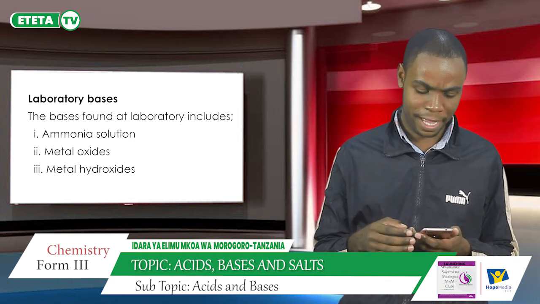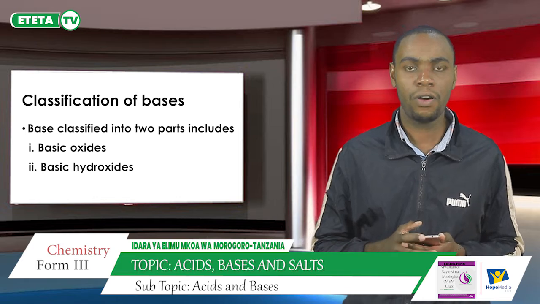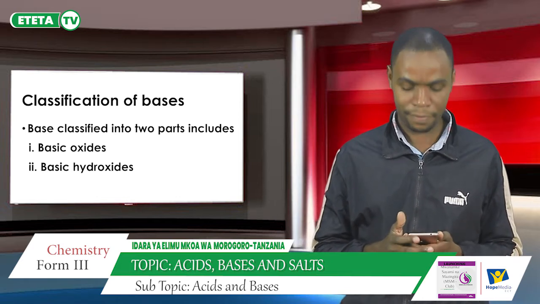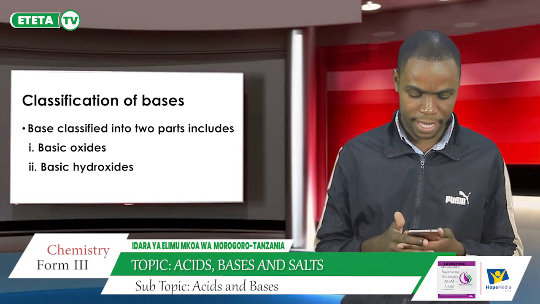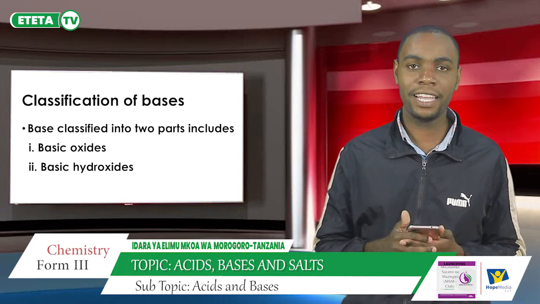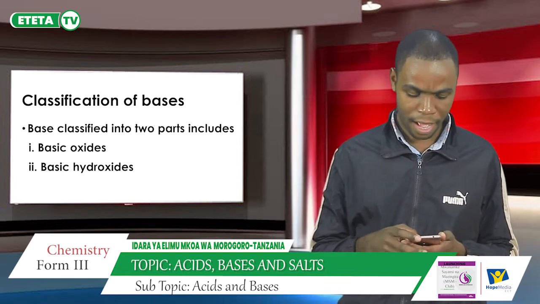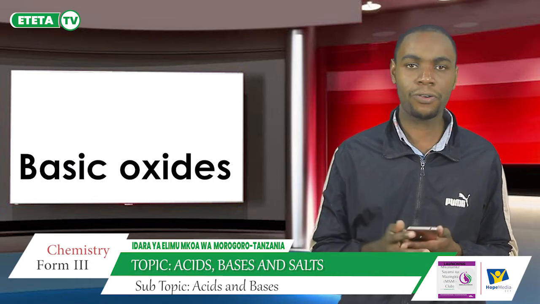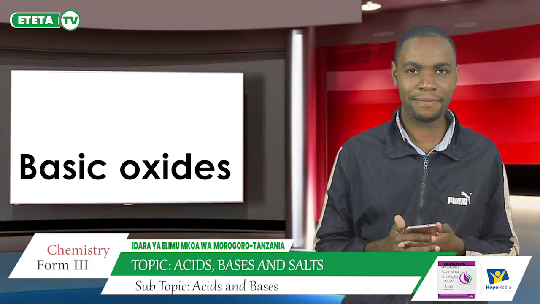We shall start by discussing classification of bases. The bases are classified into two parts. The first one is a basic oxide and the second one is basic hydroxide. Now I shall explain one after another, starting with basic oxide. So students, can you define basic oxide?